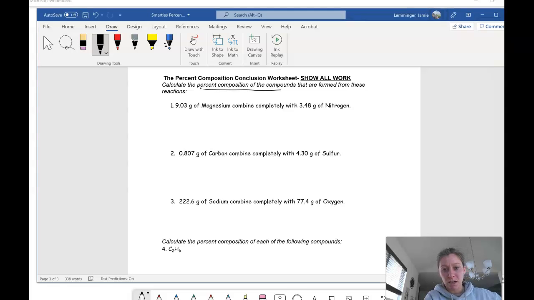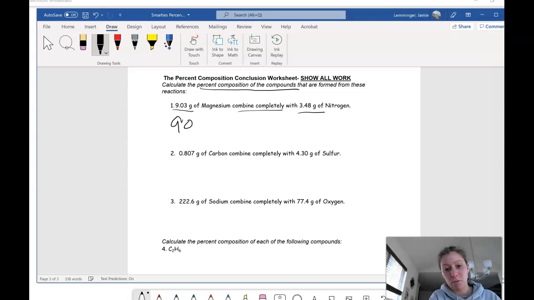It says calculate the percent composition of the compounds that are formed from these reactions. Now, we are given 9.03 grams of magnesium and 3.48 grams of nitrogen. It says it combines completely. Now, if you remember when we did combination reactions, it's saying that if I put those two things together, that would be my product. So if you remember the law of conservation of mass, the idea is that if I start with 9.03 grams of magnesium and 3.48 grams of nitrogen, if I combine them, I would have a total mass of my product as adding the two together.